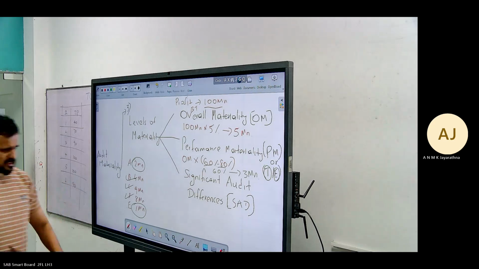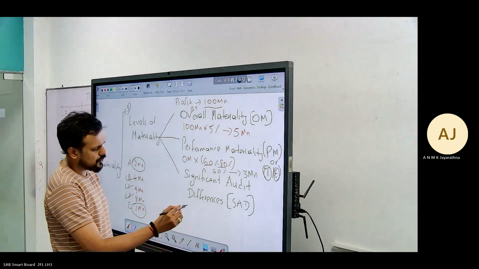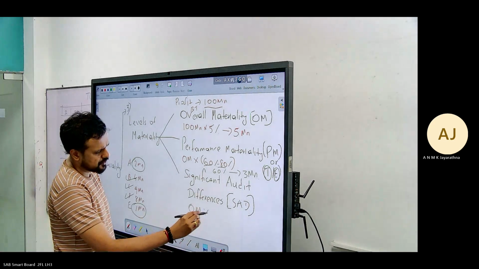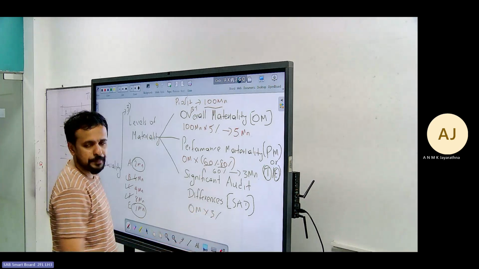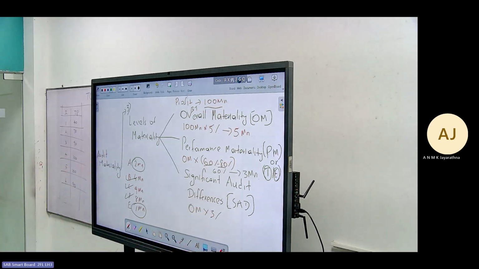Significant audit difference: OM into 3%. So why should we take a significant audit difference? Let's say you have taken property, plant, and equipment as a material element, one of the material elements. Even in that property, plant, and equipment, you are not going to verify 100%. Because you took it as a material element, you do not check 100% of it; you do a sample check within it.